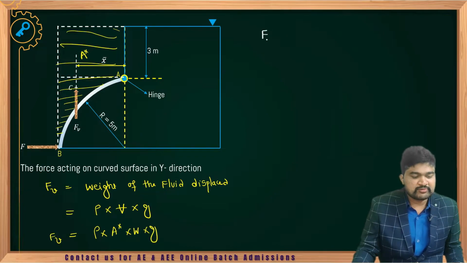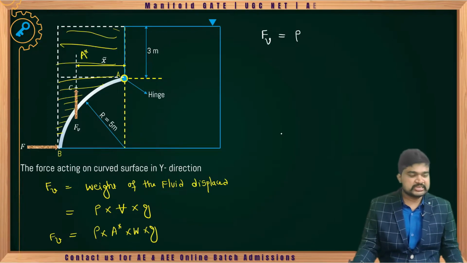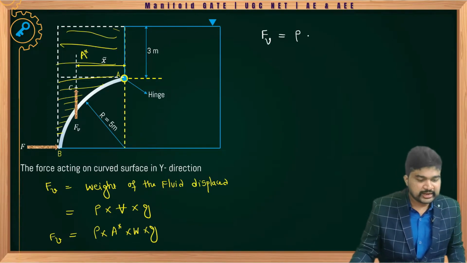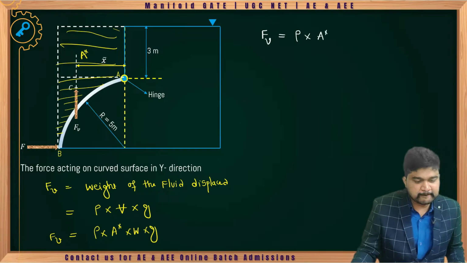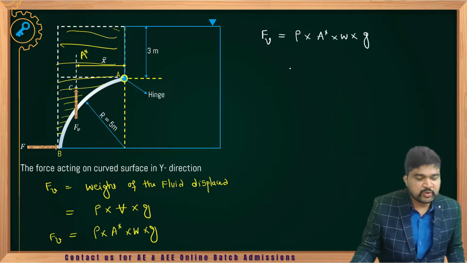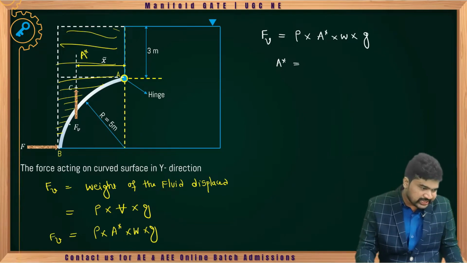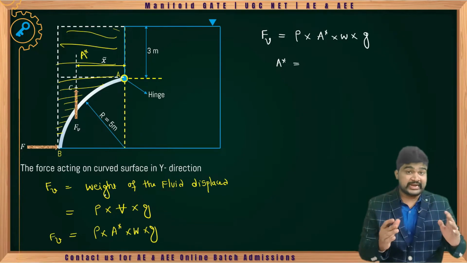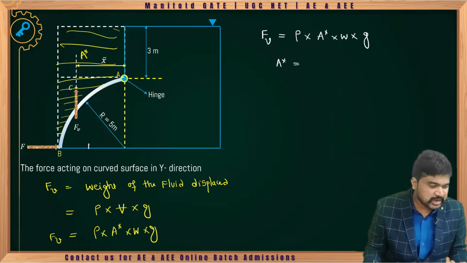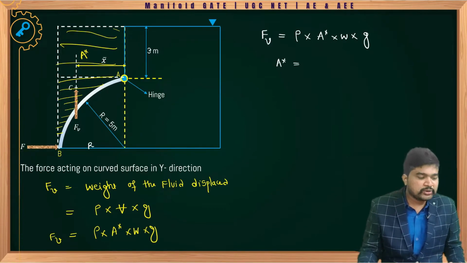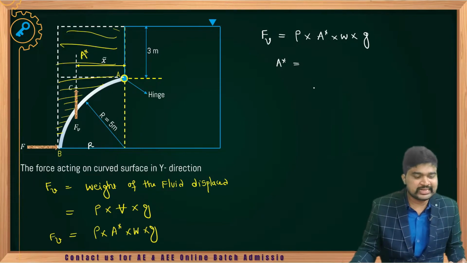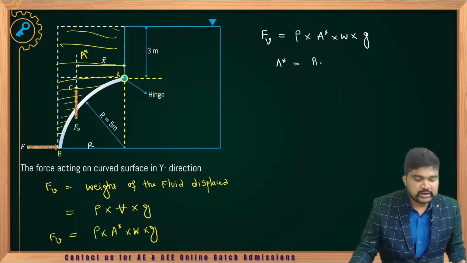Vertical force Fv equals density of the fluid into A star, clear na, width of the gate is 1 meter, into g. What is A star? Tell me how to determine A star. Total area of the rectangle, so this will be R into 3 plus R. That is the total area. R into 3 plus R.